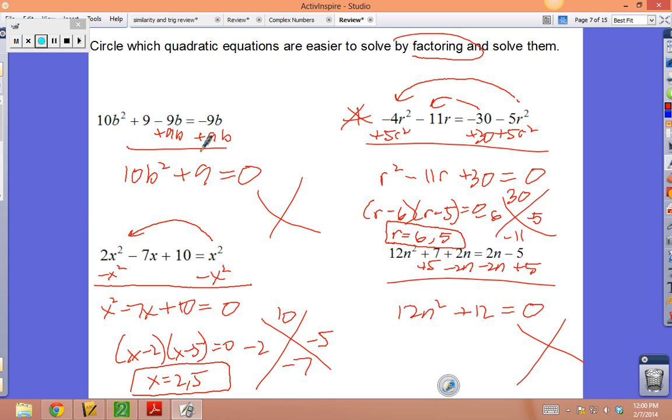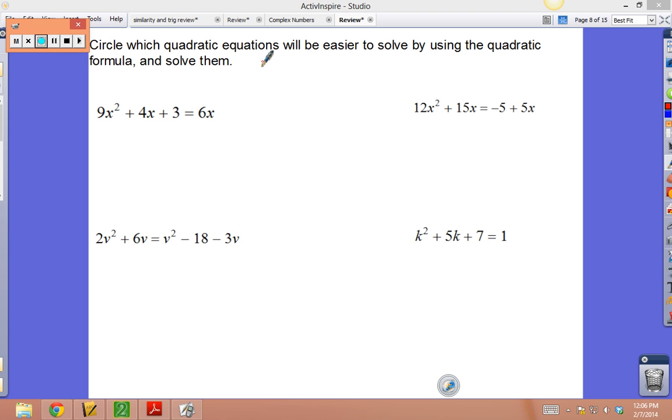Now look at these. How come these are not easy to factor? They're missing a piece. Look at what A is. A is a 10 and A is a 12. What's A on these? A is 1 and A is 1. If A is 1, they're a lot more simple. Because these A's are 10 and 12, the only way you want to do it is the quadratic formula. Use the quadratic formula when A is anything bigger than 1.